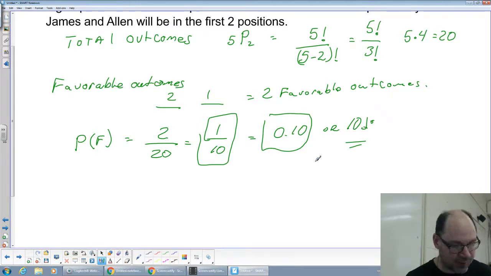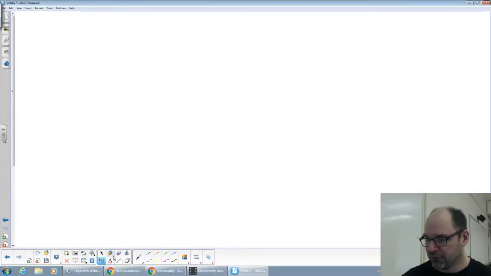Okay, let's do one more example, as tomorrow we'll probably finish up. Let's do the repeated permutation example, and then we'll get into combinations and other counting principles tomorrow. Let's do this on the second page. So this is a repeated permutation example.